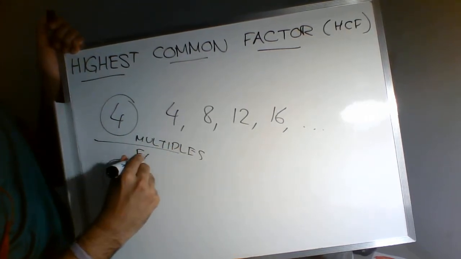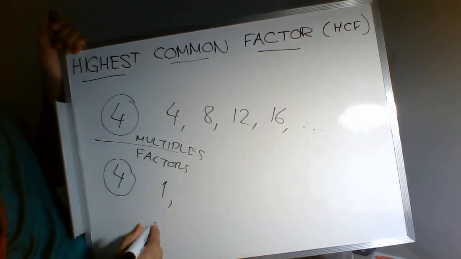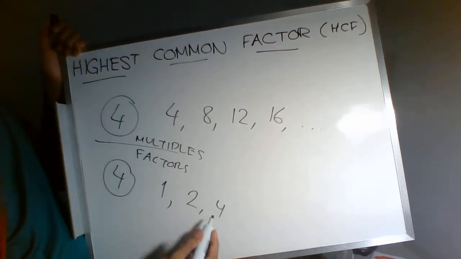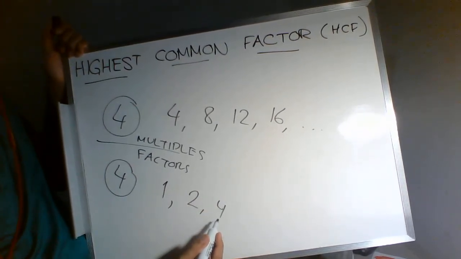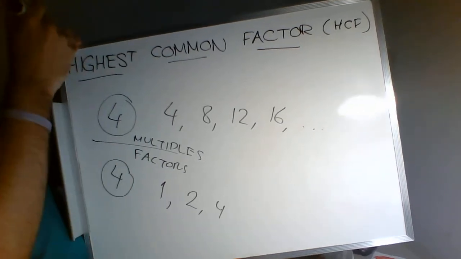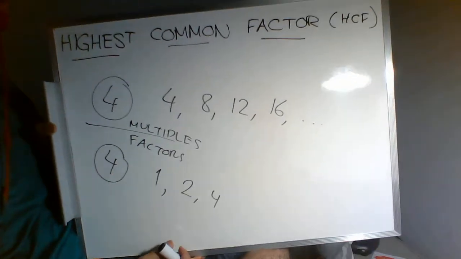Up here is multiples, and down here is factors. The factors of the number 4, the numbers that you can multiply together to get 4, are always going to be the size of the number you started with, or smaller. Alright, so that's a very important distinction. Try not to get that backwards when you're going through these questions.